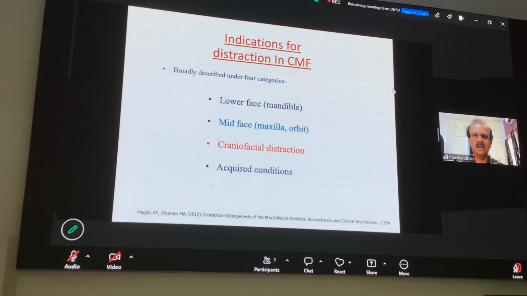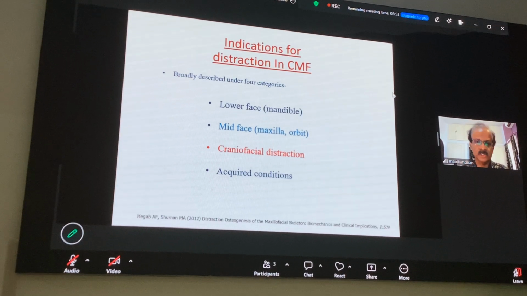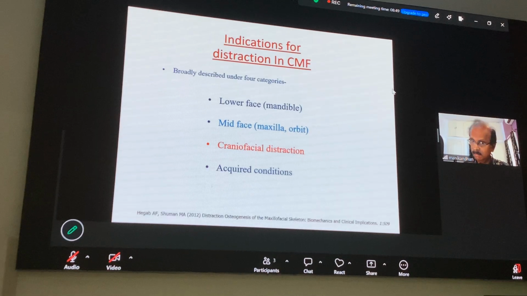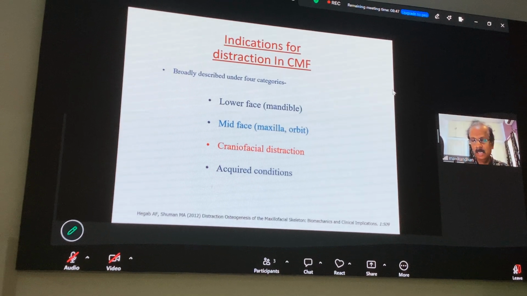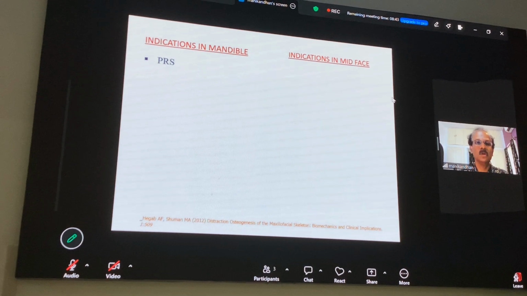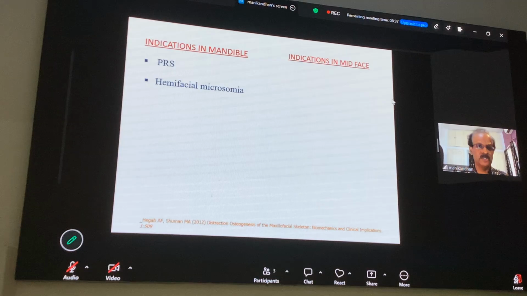What are the indications for distraction in maxillofacial surgery? I will finish in a couple of minutes. It's the lower face in the mandible, midface, cranial face distraction, and conditions like ankylosis. You can probably use distraction for disease. Okay. Indications in the mandible, here is the sequence.